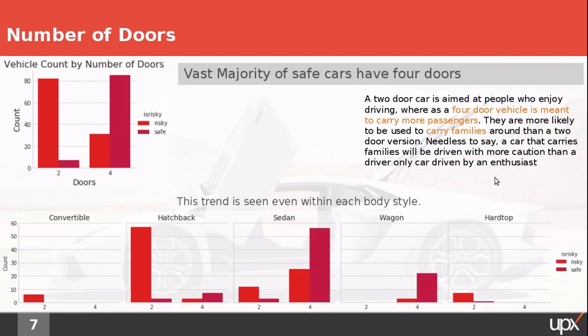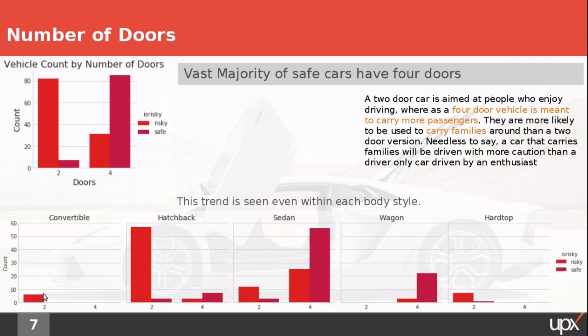Now let's see the effect of the number of doors on a vehicle. On the top left hand side, you can see the vehicles having 2 doors, and on the right side, the vehicle counts having 4 doors. You can see that most of the safe vehicles have 4 doors, while most of the risky vehicles have 2 doors. And this trend is consistent even within each body style.